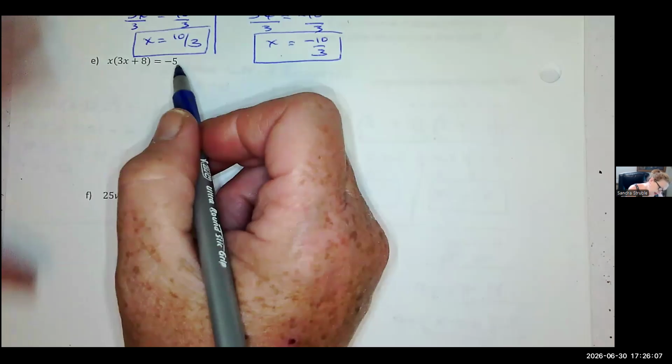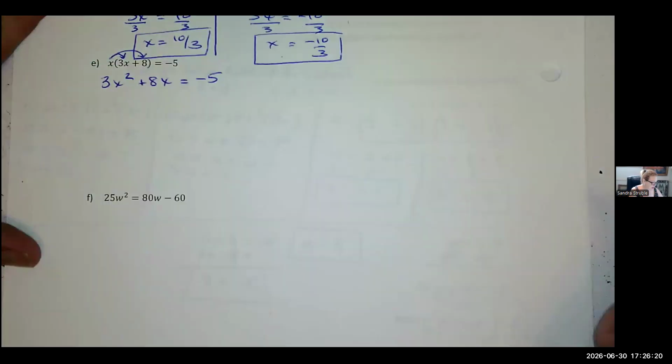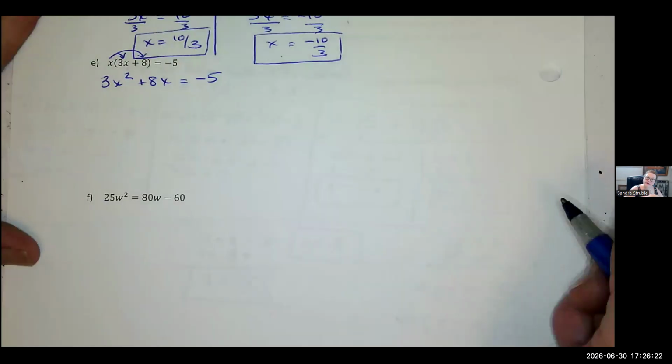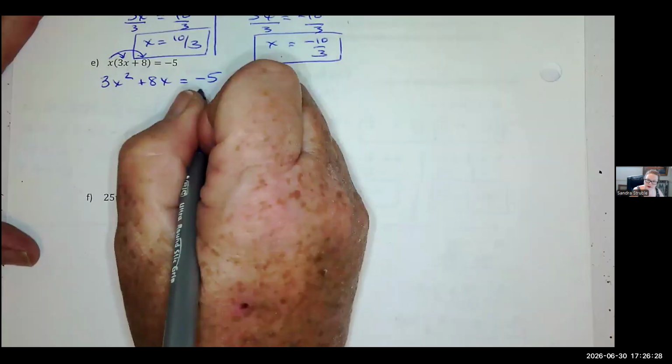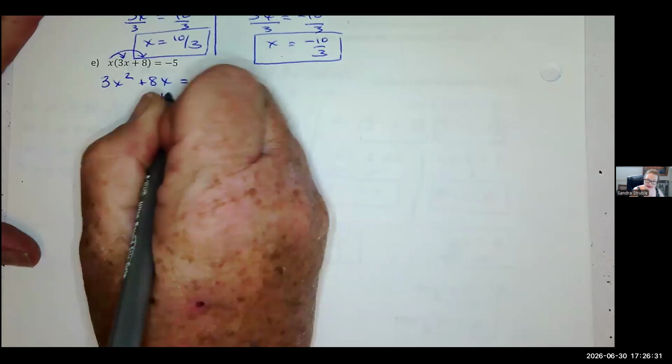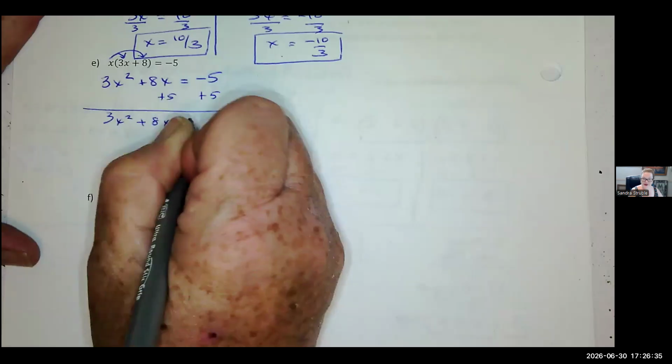Okay. So we're going to distribute x to 3x plus 8. So that's x times 3x is 3x squared. x times 8 is positive 8x is equal to -5. Now, I need to set it equal to 0. You've got to use that 0 property. Let's move that -5 to the other side. It's negative over here, so we need to add 5 to both sides. So 3x squared plus 8x plus 5 is equal to 0. Now we need to factor it.